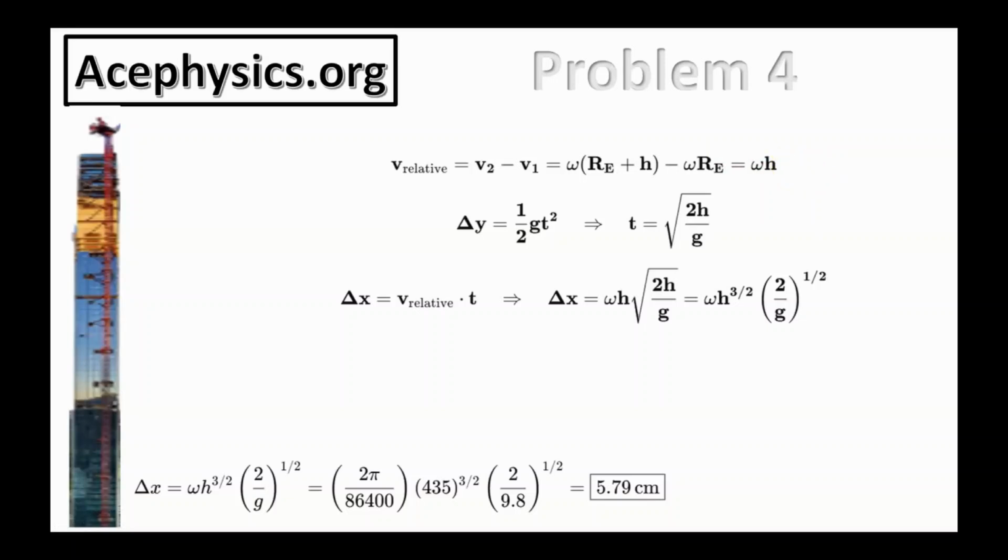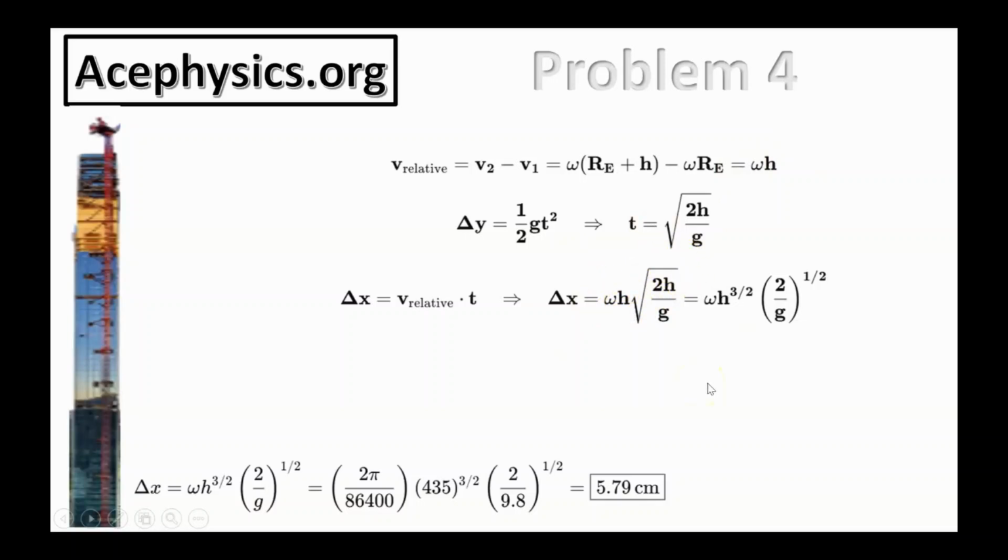To find the time it takes for the object to fall, we use one of the kinematic equations for linear motion. Delta y equals 1/2 g t squared, g is the acceleration of gravity. You can rearrange this and get t equals the square root of 2h over g. This is how long the object is in the air, from the time it's dropped to the time it hits the ground. The horizontal displacement is equal to velocity times time. Velocity is equal to omega h.